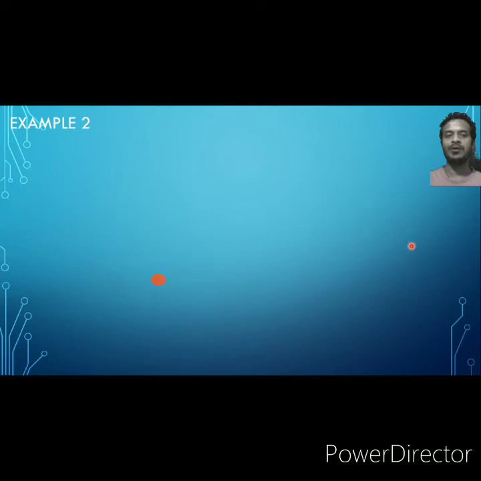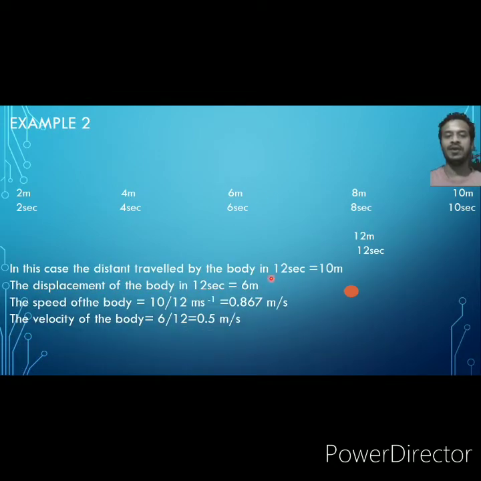Next, example 2, we see a ball is moving and coming back. Its position and time are shown in the figure like this. Here, if we calculate the distance traveled by the body in the 12 seconds, it is 10 meters. And the displacement is 6 meters. So speed is 0.867 and velocity is 0.5. So from the earlier example we have seen the speed and velocity are the same, but for this example we have seen that the velocity is less than the speed. Okay.